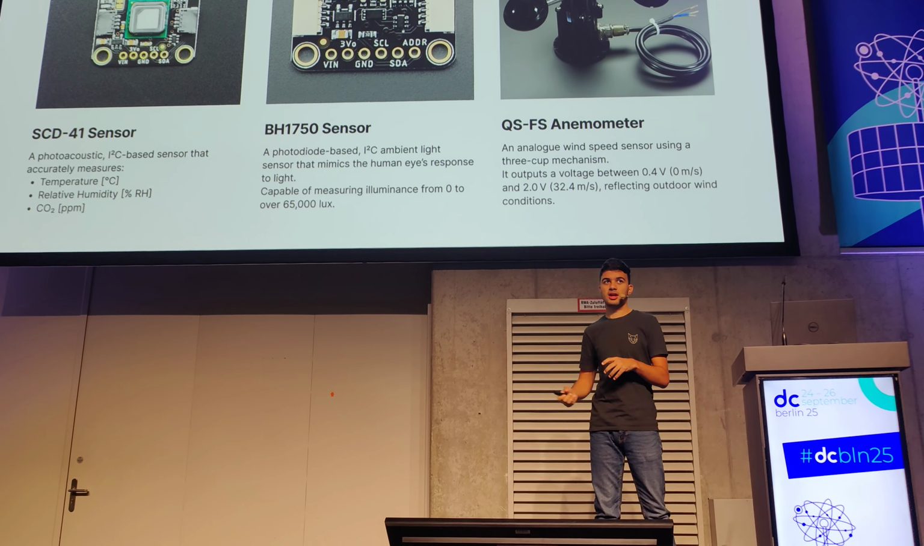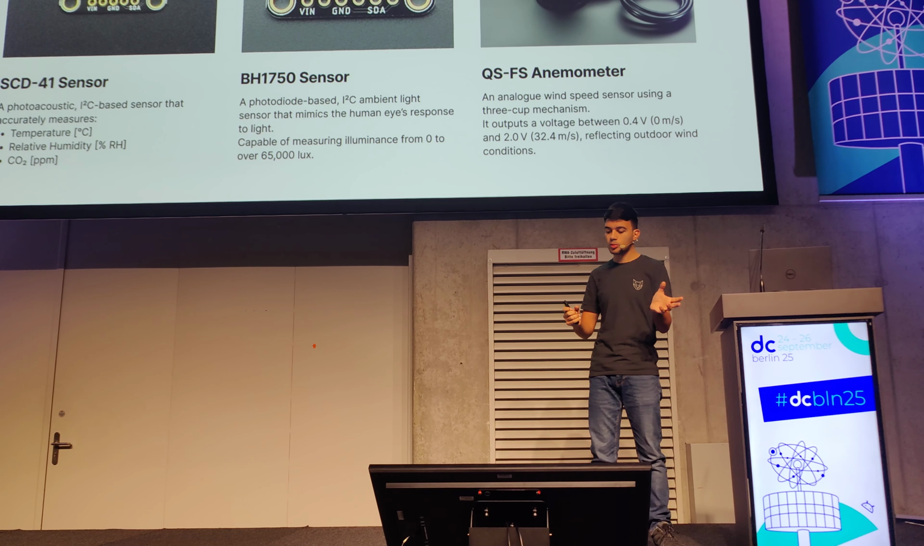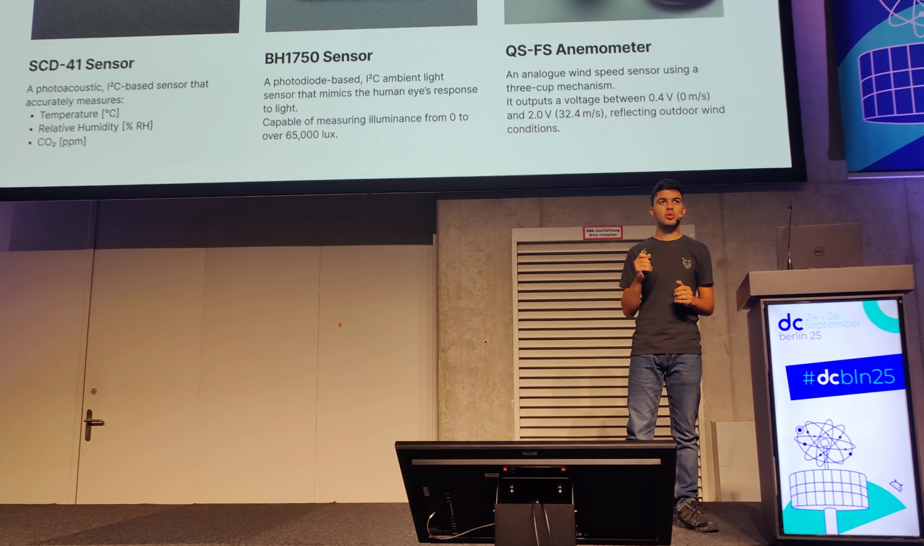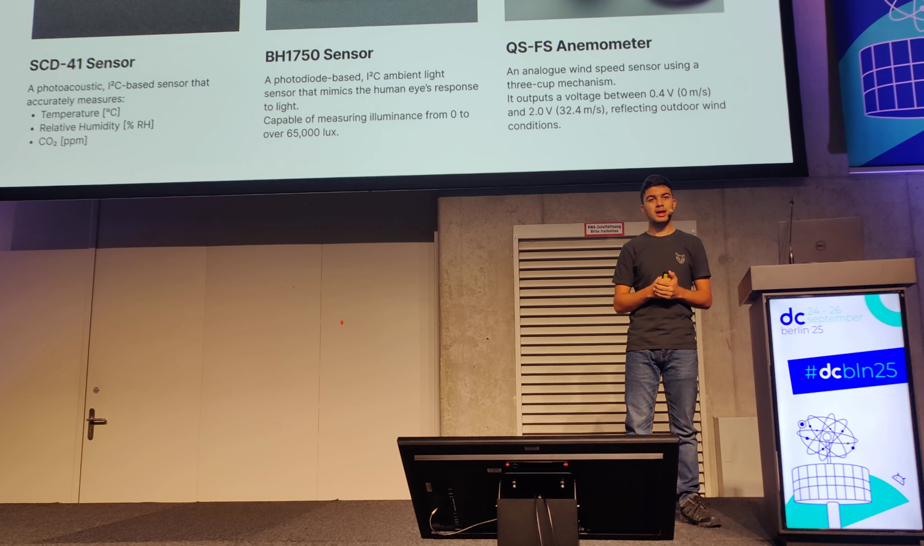And outside the greenhouse, there is an anemometer, which will give us an ADC voltage reading between 0.4 volts, which we map to 0 meters per second, and 2.0 volts, which is the maximum, which tells us the max speed, which is 32.4 meters per second for outdoor winds. I will explain why we are calculating the outdoor weather in a second.